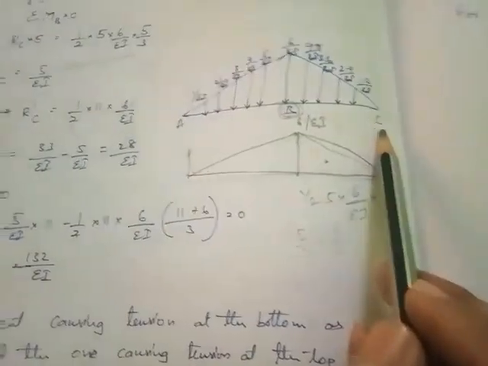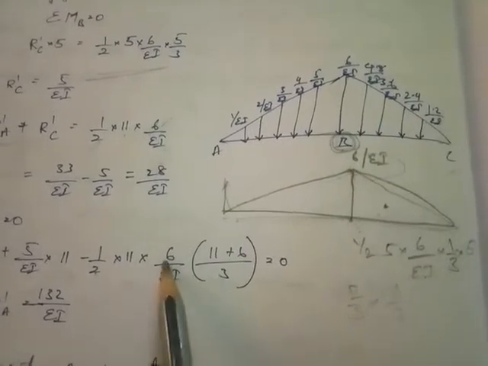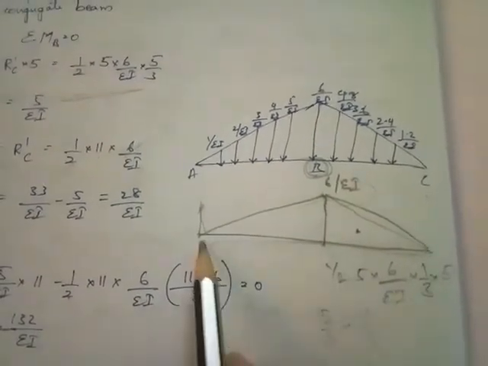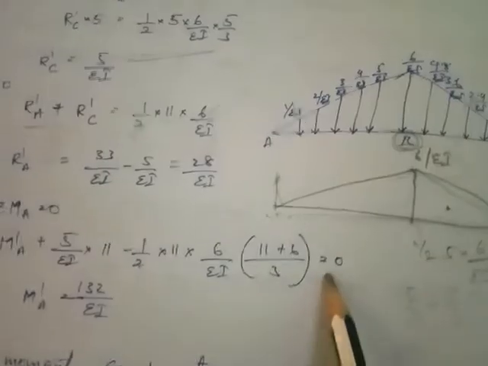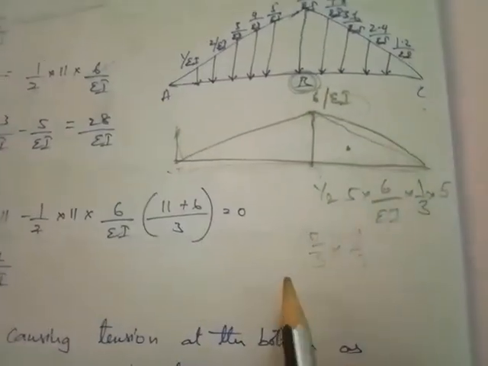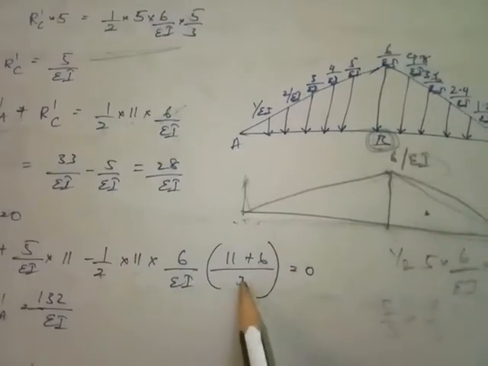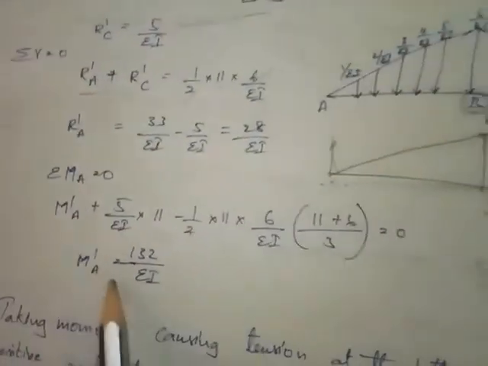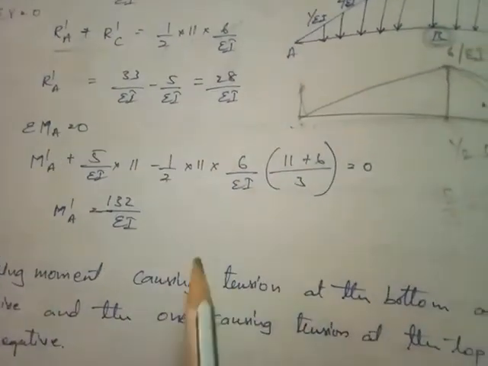That is reaction RC dash into 11 minus 1 by 2 into 11 into 6 by A into 11 by 3 plus 6 by 3. We are taking about the total span and this span as well. This you can write as 11 plus 3 by 11 plus 6 by 3, that is equal to 0. So M dash AB will become 132 by EA after simplification.